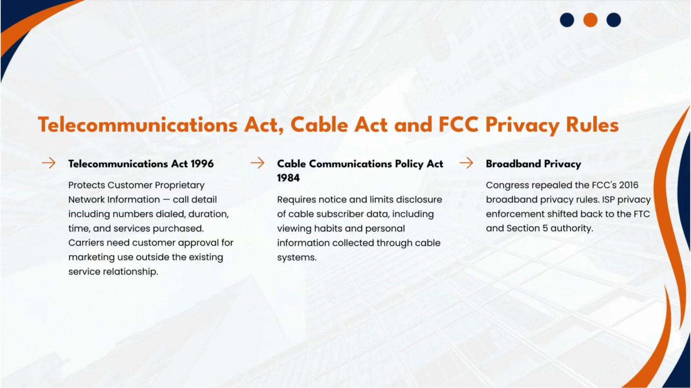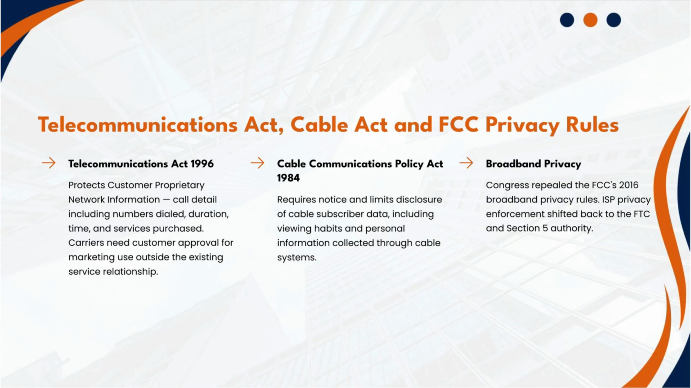Let's cover the communication sector, where the FCC rules. Start with CPNI, Customer Proprietary Network Information. That's data about the quantity, technical configuration, type, destination, location, and amount of use of telecommunications services. Essentially, who you called, when, for how long, from where. Section 222 of the Communications Act protects it. Carriers must obtain approval before using CPNI for marketing outside the existing service relationship. And the FCC has enforced this, including against carriers selling location data to aggregators, which found its way to bounty hunters.